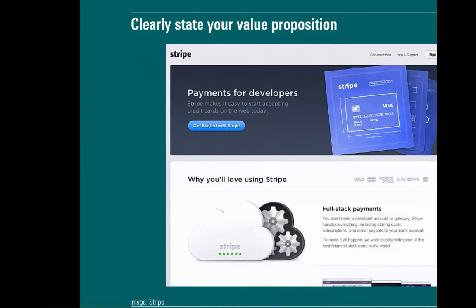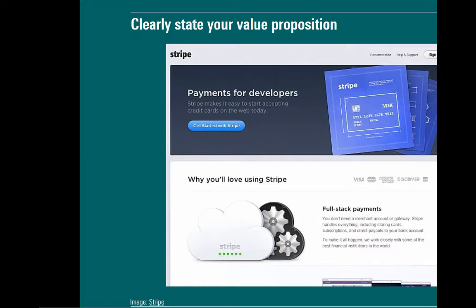So when you take a look at this example from Stripe, now if you don't know what Stripe is, within a few seconds here, you have a pretty good idea of what it does. It's payments for developers. It makes it easy to start accepting credit cards on the web today. Now, I know right away that this is a payment processing system online for web developers. Now, I myself am not a web developer looking to use payments, so I know this isn't for me. But if this was the type of solution I was looking for, within 2 to 3 seconds, I know exactly that it's relevant to me.